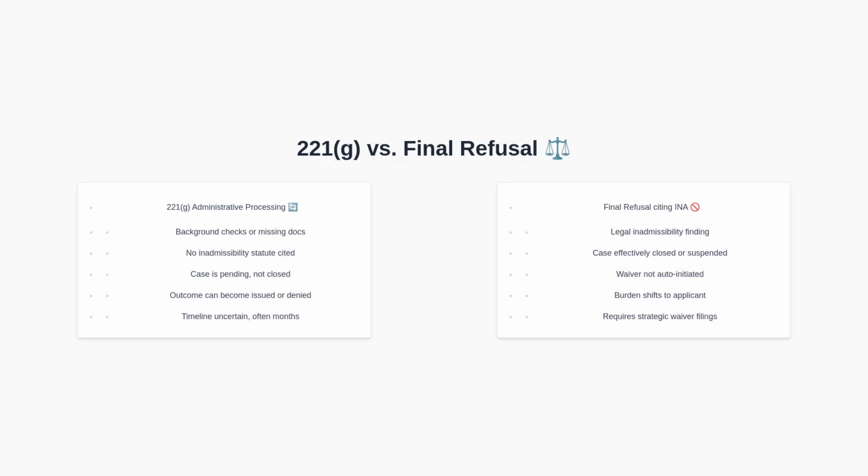On the left, 221G denotes administrative processing. This typically means additional checks or documents, and no statute of inadmissibility is cited. The case remains pending, and could later be issued or denied. On the right, a refusal that cites an INA statute signals a legal inadmissibility determination. The case is effectively closed or suspended. Waivers are not started automatically. The burden falls on the applicant to pursue the correct waiver strategy.